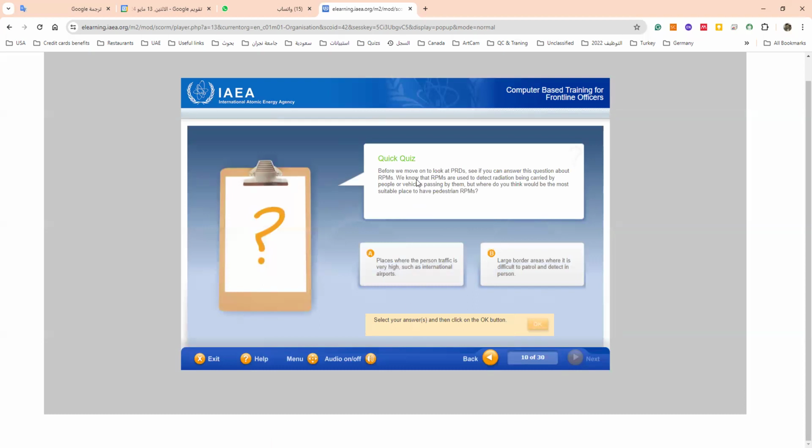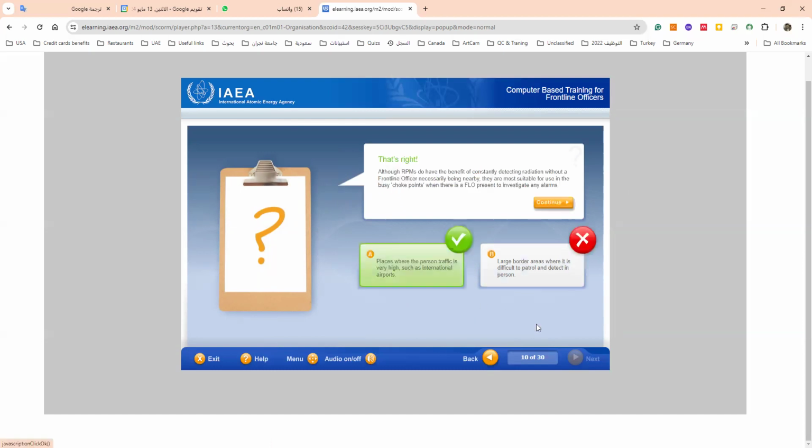Again, quick quiz, read and answer. You have to read and I will select, try and delete. It could be wrong, it could be right.